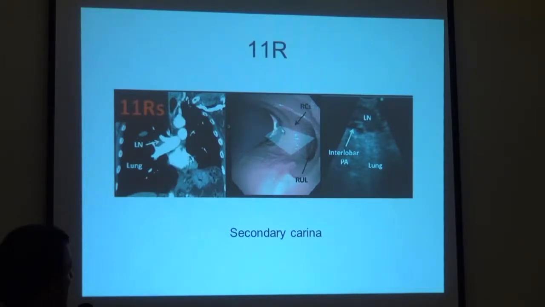The only problem sometimes is the pulmonary artery is in the way. Here you have the pulmonary artery on the other side, so it depends. Sometimes it's coming all the way this way. Here you have the pulmonary vein, so you have to really finesse it in between.